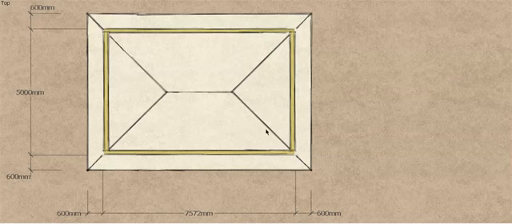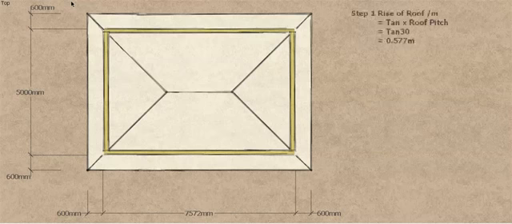So the first thing we need to know is how far the roof rises. So we're going to work it on a metre basis, and work out the rise of the roof per metre. And all we need to do for that is we tan the roof pitch. So in this case, tan 30. The roof pitch for this roof is 30 degrees. So tan 30 will give you a rise per metre of 0.577 metres, or 577 millimetres. That's the rise. So every metre that the roof runs, it rises 577 millimetres. So that's the first thing we need to know.